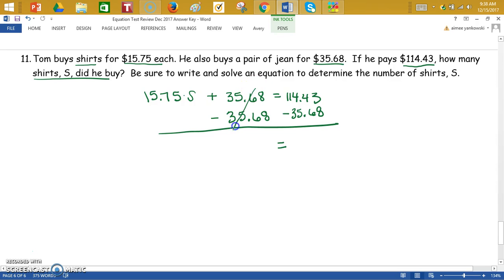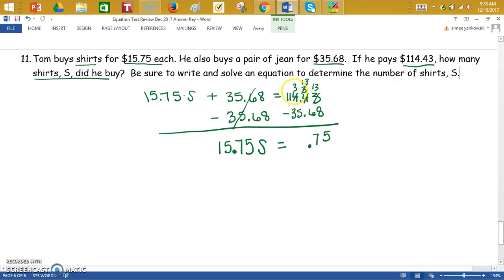$35.68 minus $35.68, the whole point was to zero that out, so I had a simpler equation. Now I just have 15.75 times S equals, I'm just going to go ahead and do this subtraction. I'm going to borrow from the 4, make the 4 a 3. That becomes a 13 minus 8 is 5. Can't take 3 from 6, borrow from the 4. The 4 becomes a 3. That makes that a 13. 13 minus 6 is 7.